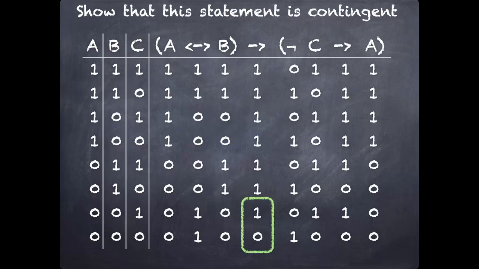And so it's these last two rows where we see that the statement is actually contingent. What it means for the statement to be contingent is that it could be true or false. Both are possible. The way we show that with a truth table is we show that there are rows where we have both truth values.